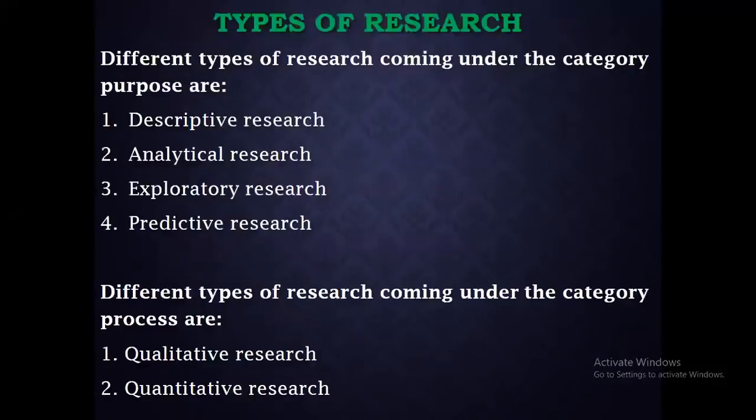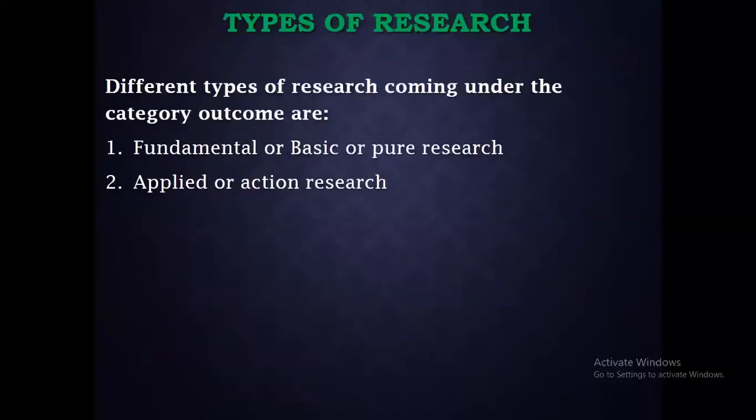Now we'll go to the types of research. The type of research is basically in three different ways. One is on the basis of your category of purpose, category of process, and category of outcome. On the basis of category of purpose, it is of four different types: first one is the descriptive research, second one is analytical research, then exploratory research, and predictive research. Then on the basis of the category of process, it is of two types: one is qualitative research, the other one is quantitative research. Next is type of research on the basis of category of outcome, which is of two types. One is fundamental or basic research, that is also called pure research. The second one is the applied or action research. Now we'll discuss one by one.